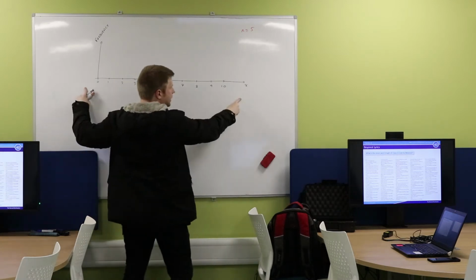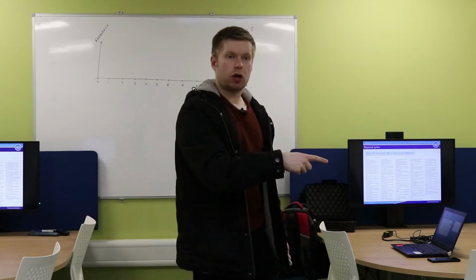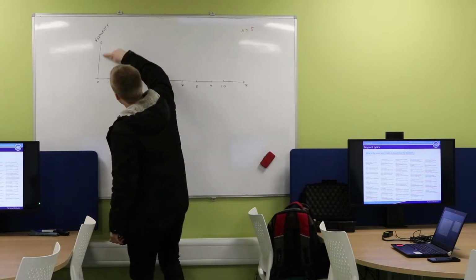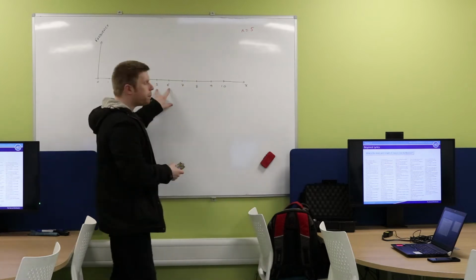Along the x-axis, I've got x bar. Now, x bar is the mean of my sample. So in this case, it's the mean of each of your individual samples. And on this side, I've got the frequency, in other words, how many times that particular number comes up. So I'm going to group it together.